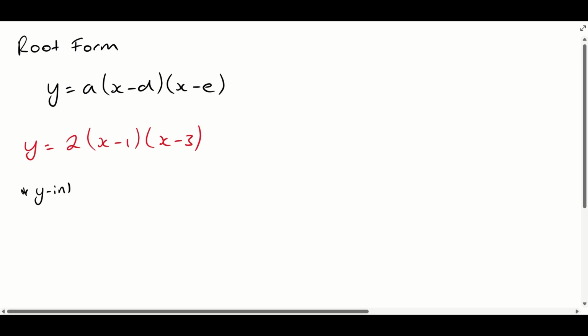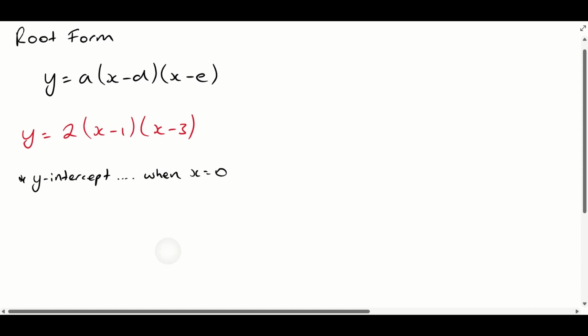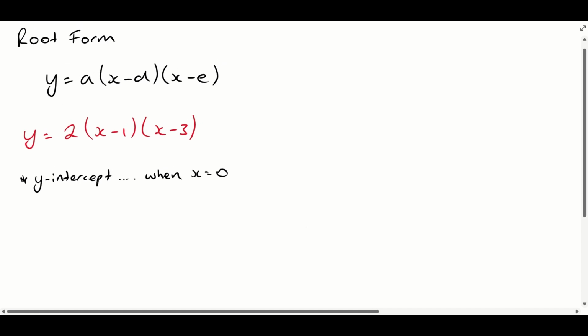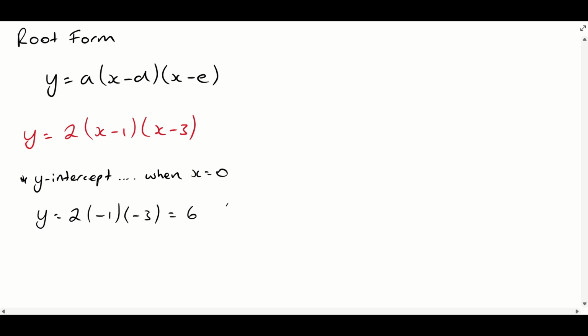Okay, now remember, if we want to graph this, the first thing that we want to find, let's say, is the y-intercept. Remember, the y-intercept is when x is equal to 0. So everywhere in this equation I see an x, I'm now going to write a 0. So y equals 2 lots of 0 minus 1, which is just minus 1, and 0 minus 3, which is minus 3. And so here I end up with a y-intercept of just 6, so 0, 6.